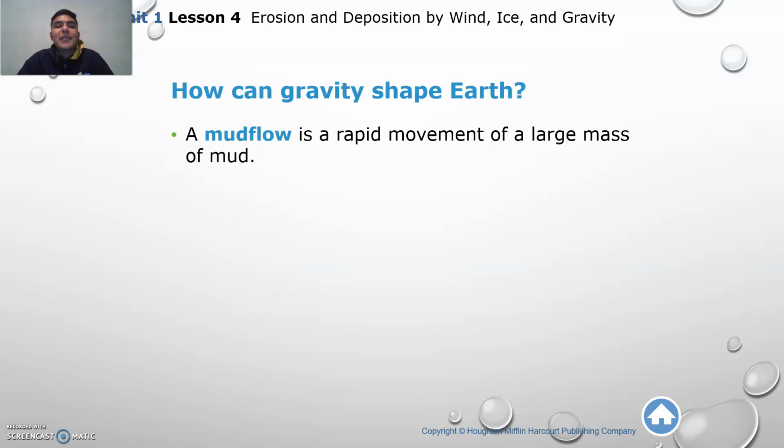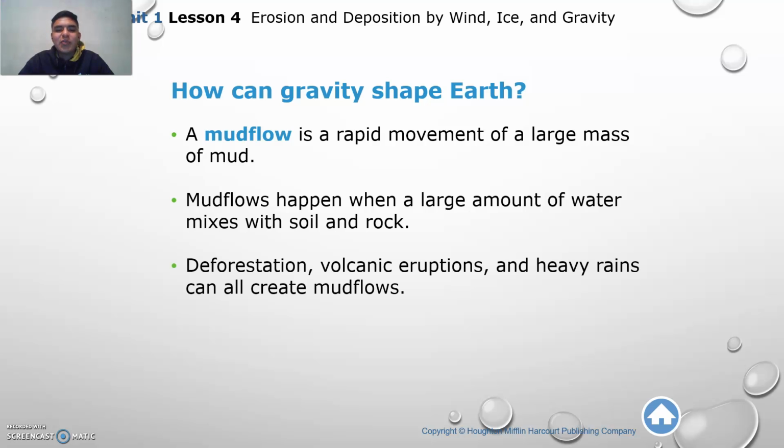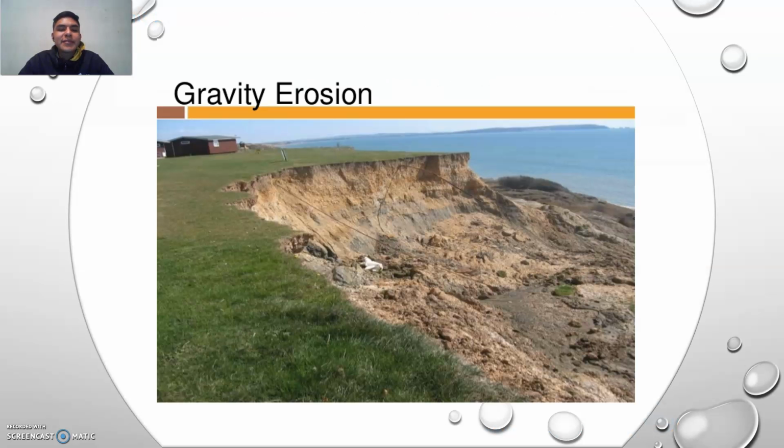Okay, and also we have a mud flow. It's a rapid movement of a large mass of mud. Mud is like water mixed with soil. So when water mixes with soil and it starts moving from one place to another, that's what we know as a mud flow. Mud flows happen when a large amount of water mixes with soil and rock. Deforestation, volcanic eruptions, and heavy rains can all create mud flows. And here we have an example of what it looks like when the soil or the mud flow is taking place. It is being attracted by gravity, and of course, all of the land starts deteriorating.